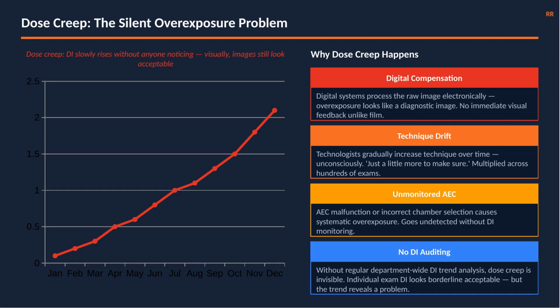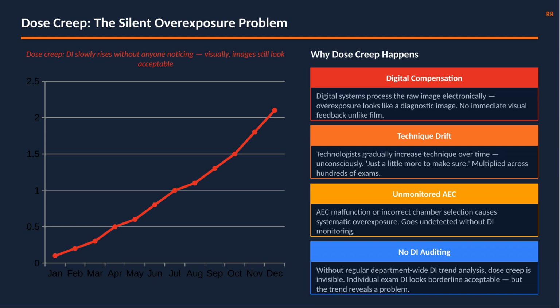Technique drift. Technologists gradually increase technique over time, unconsciously, adding a little extra mAs just to make sure. Multiplied across hundreds of exams, the cumulative dose impact is significant.